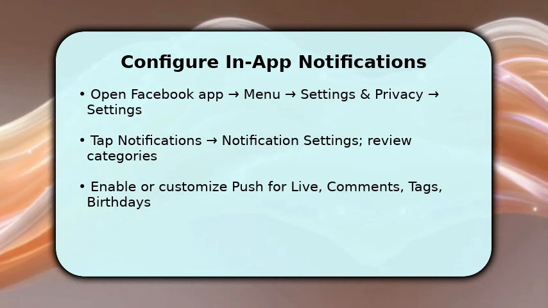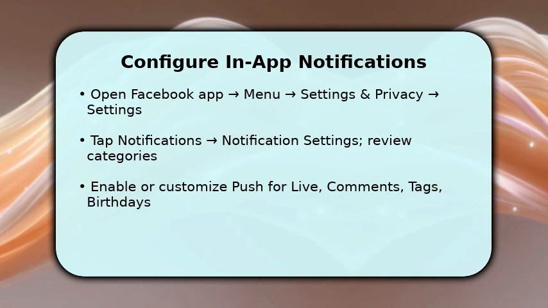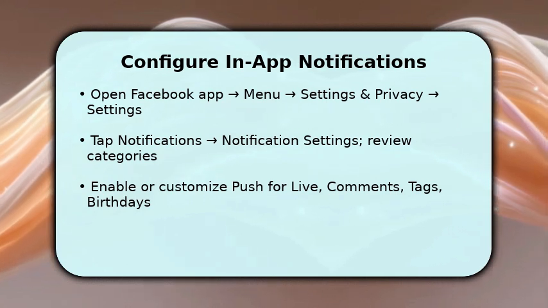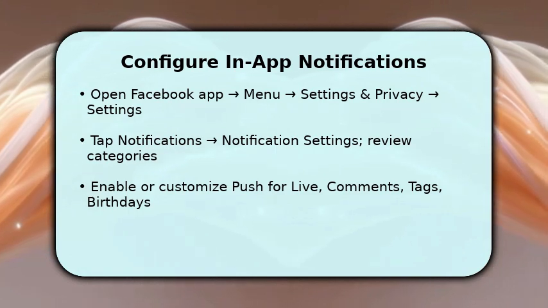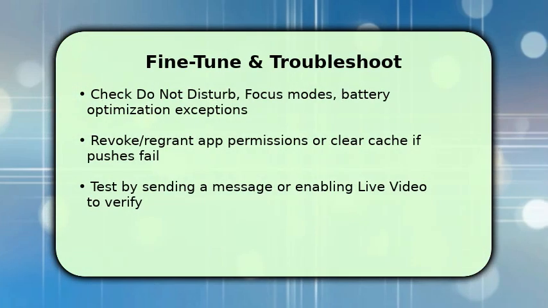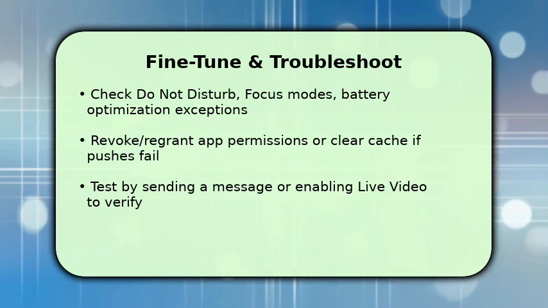For pages or groups, visit the specific page or group. Tap following or notifications and select the frequency. Make sure critical categories show push enabled. Finish by verifying system-level blockers and testing.